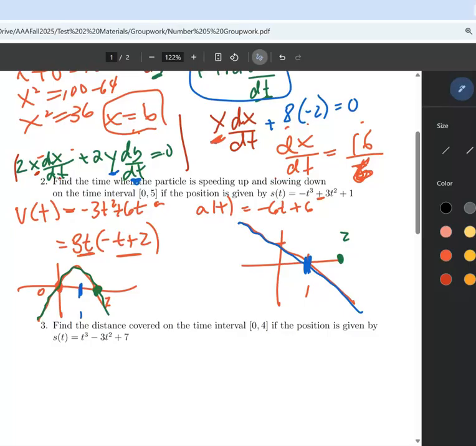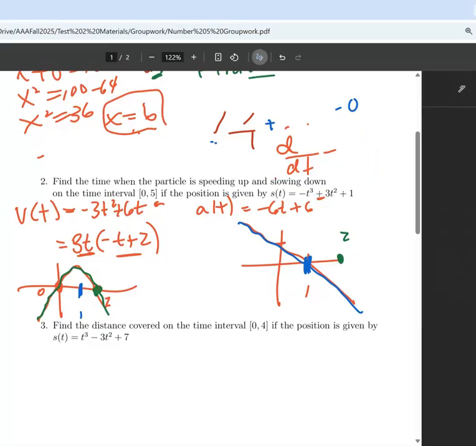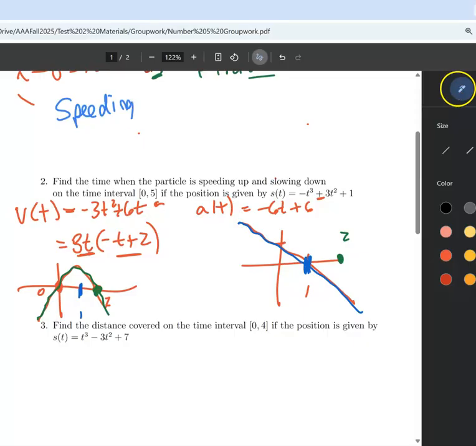So now I'm going to compare signs. So I know that it's speeding up if both velocity and acceleration have the same sign. They're both positive or they're both negative. So let's look. I'm just going to look at their graphs to figure that out. So speeding up, and I'm going to have slowing down.